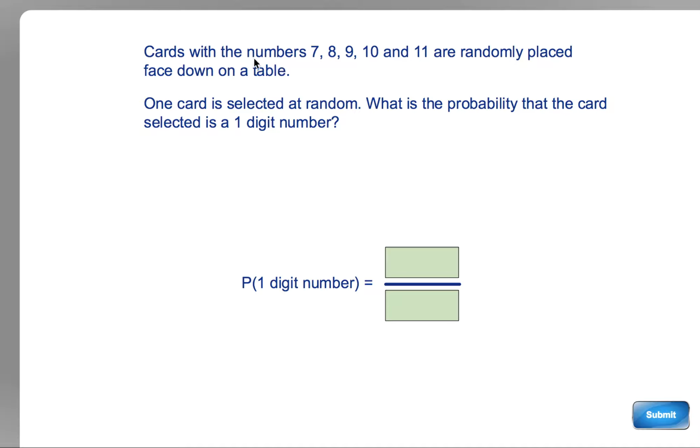Let's do another one. You've got cards with the numbers 7, 8, 9, 10 and 11 put face down on the table. So that's 5 cards. Can you see the 5 cards there? 1, 2, 3, 4, 5 cards. So I first of all think that this is something out of 5. One card is selected at random. What is the probability that the card selected is a 1-digit number? Remember, the line in fractions just means out of, so how many out of the 5 are a 1-digit number? Well, 7, 8 and 9 are 1-digit numbers, so 3 of them out of the 5. So the probability is 3 out of 5.